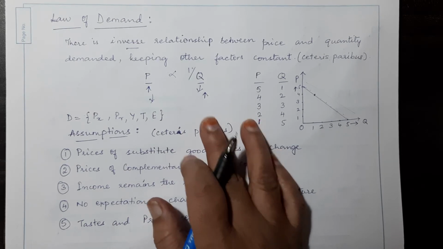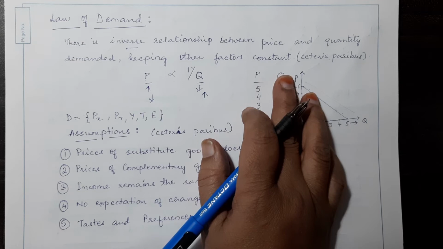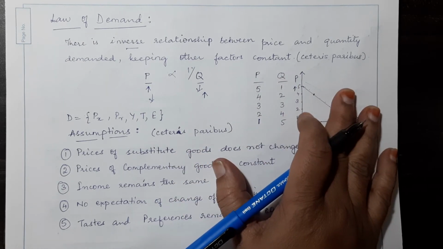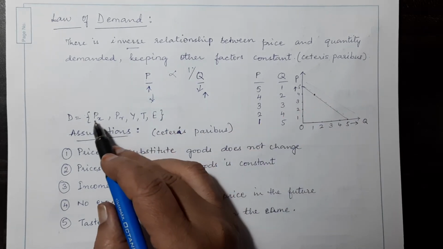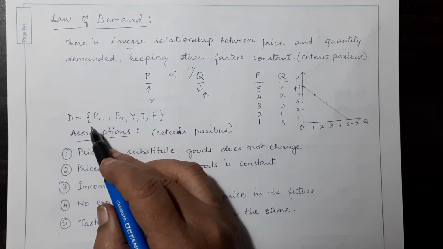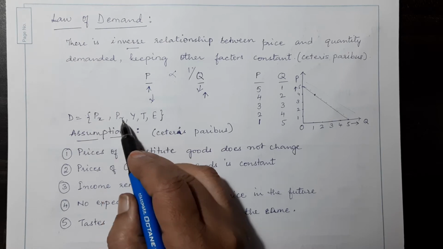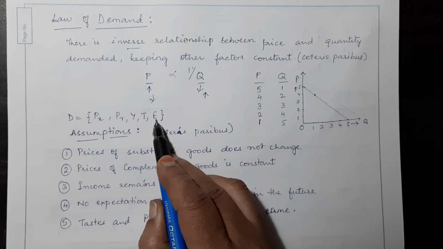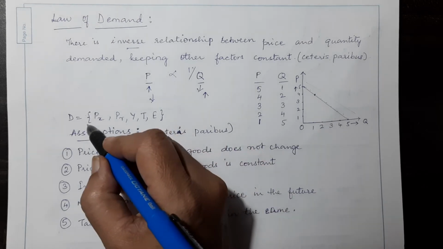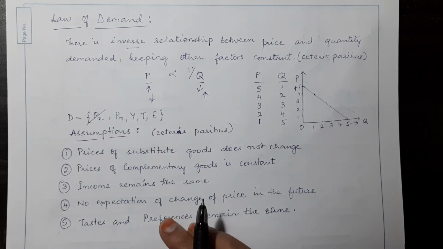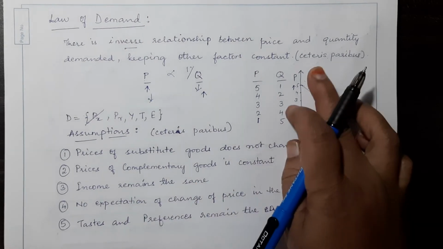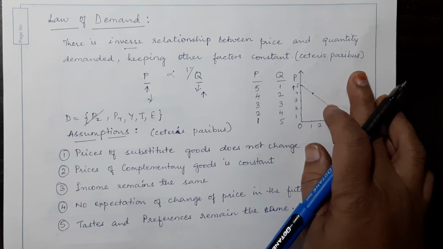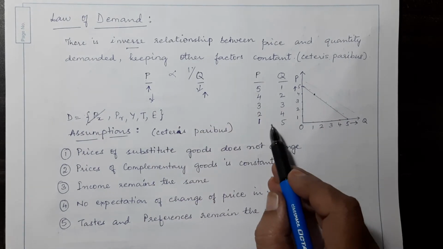Now, what do we understand by other factors constant? Here we are talking only about the price and the quantity demanded. The other factors are, as we learned, the determinants of demand: own price, price of related goods, income, tastes and preferences, and expected change in price. So, except for the own price, everything is said to be constant. That is ceteris paribus.